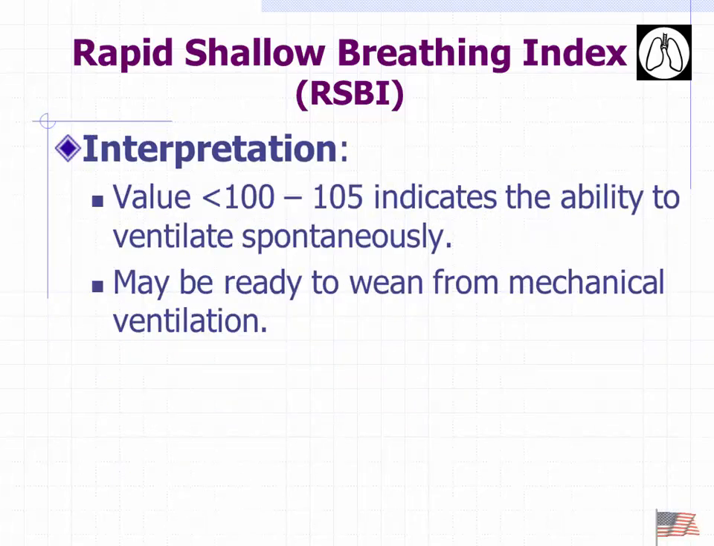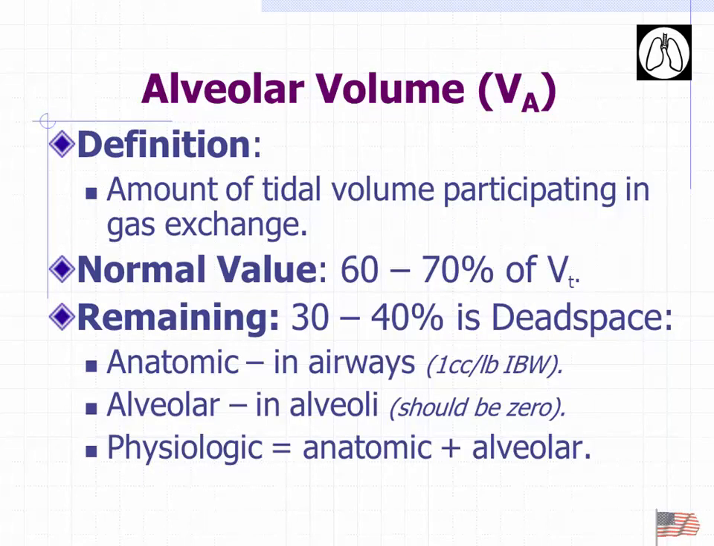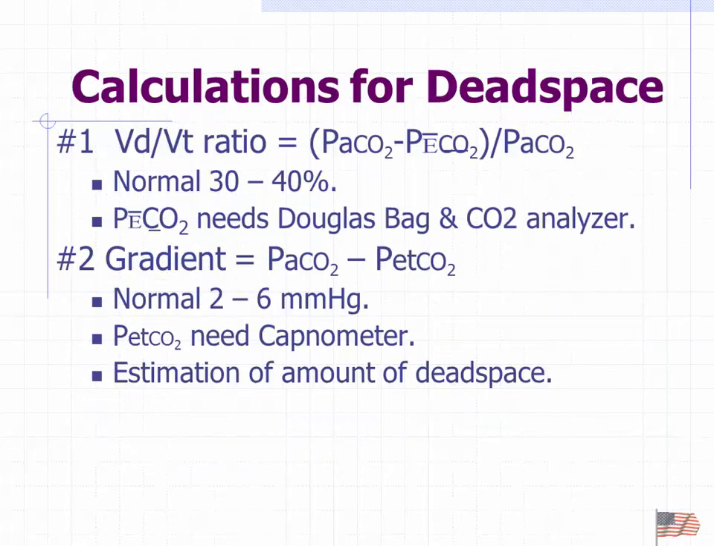This is what it says. Alveolar volume we measured, or we estimated based upon the dead space. So 60 to 70% of the tidal volume is alveolar volume. The other portion, 30 to 40%, is dead space, both anatomic and alveolar, which we're going to call physiologic.